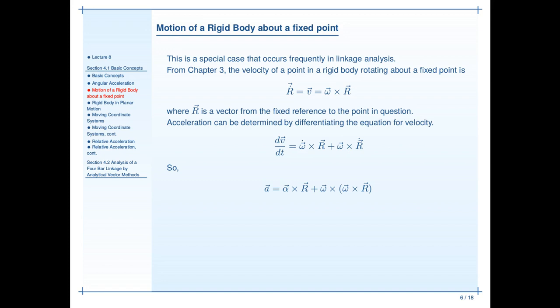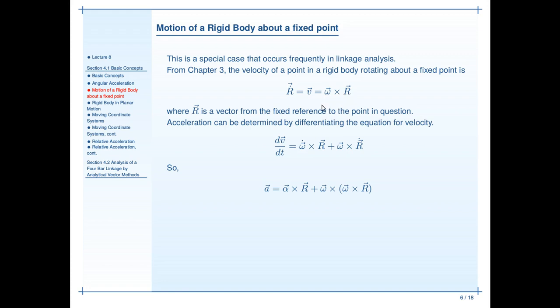Now, what we're looking at in this class primarily is motion of rigid bodies at fixed points, and primarily we're looking at that in the context of linkages. So we learned in Chapter 3 that the velocity of a point in a rigid body that's rotating about a fixed point is equal to the cross product of the angular velocity with the vector that describes the position of the point.